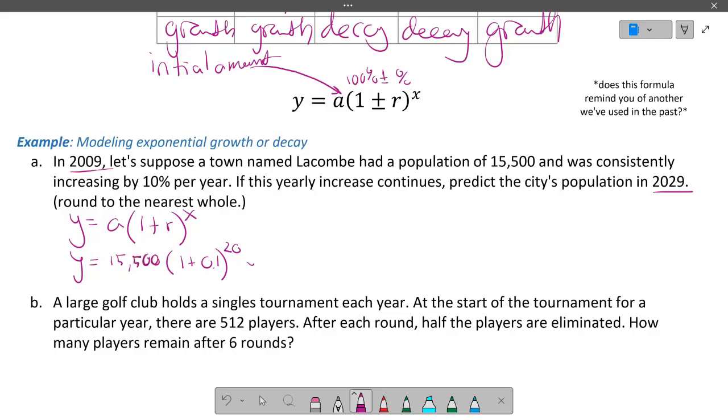Once we have that, we can simplify it. So it would be 15,500 times 1.1 to the power of 20, and then we can evaluate. 104,227. Okay, round to the nearest whole number. So in 2029, we can predict that they're going to have 104,276 people. Yeah.